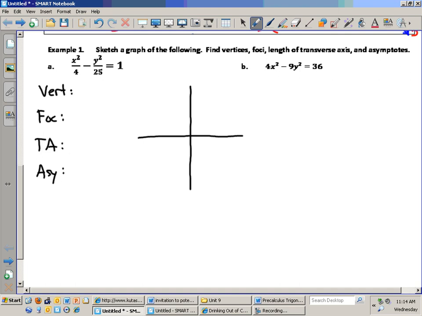So what are my vertices going to be? Good, plus or minus 2, 0. Move over 2 units. I'll use my blue pen, plot those vertices right there. What's the length of your transverse axis going to be? 4. I'm now going to construct a box so I can draw my asymptotes. How many units should I move in the vertical direction now? 5.